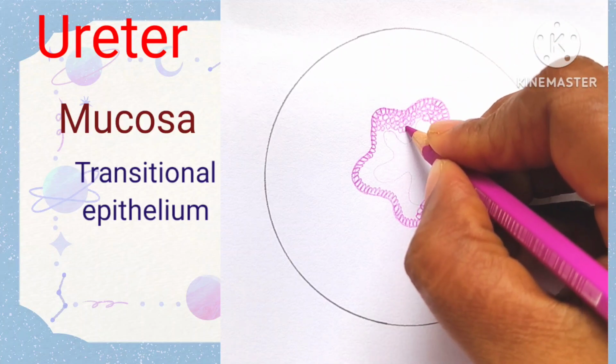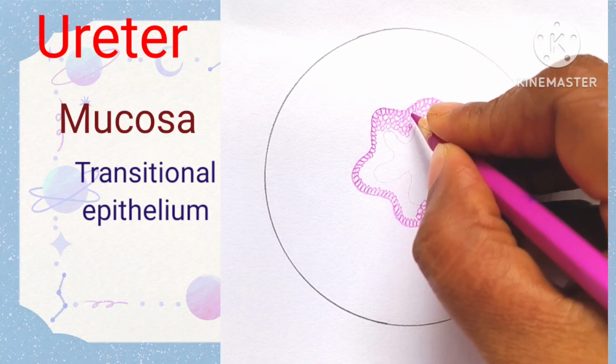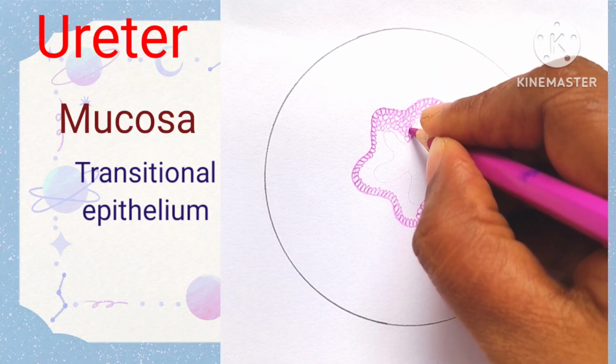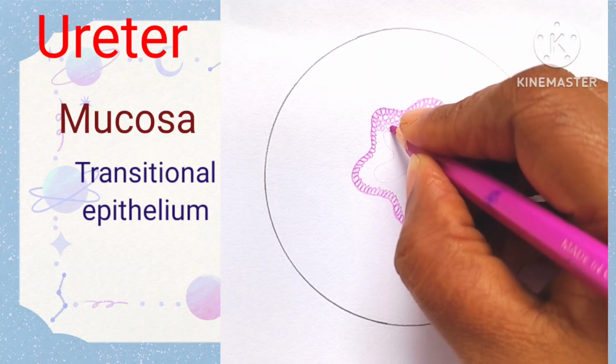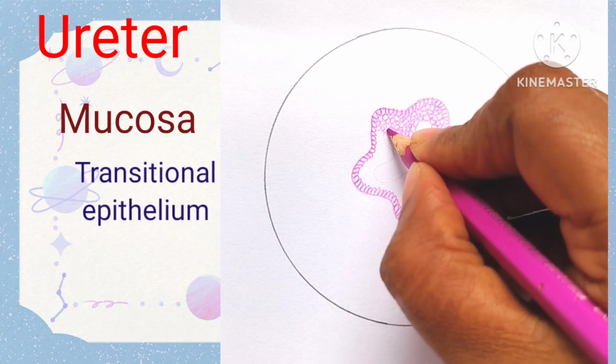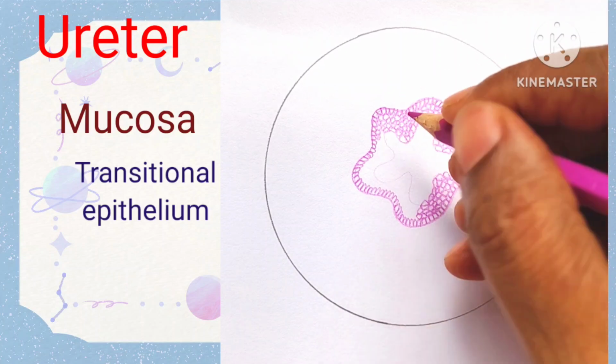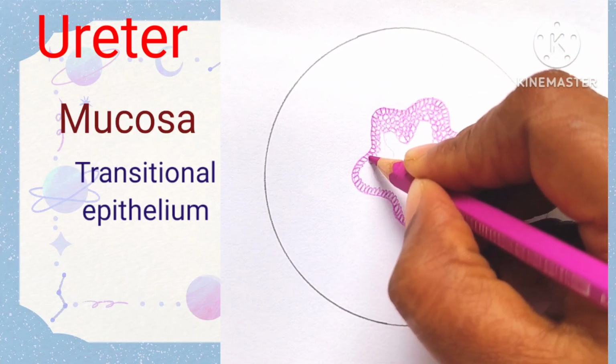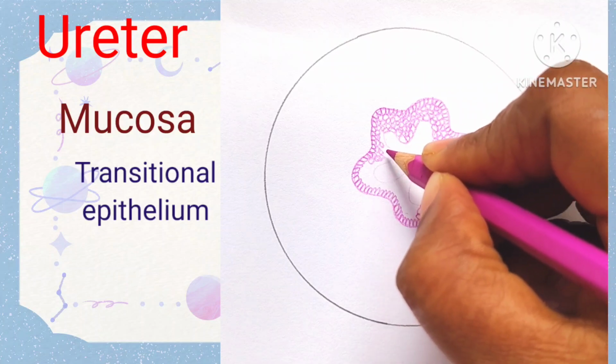So it is easy to identify the ureter in the histology slide. We have a few small tubular structures like blood vessels. If you know the epithelium of these structures, it's easy to identify them. In case of blood vessels, they have an endothelium, a squamous epithelium.